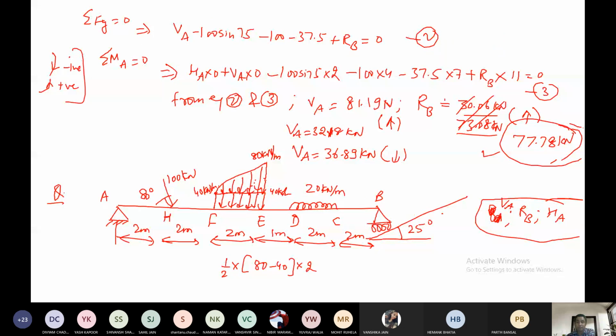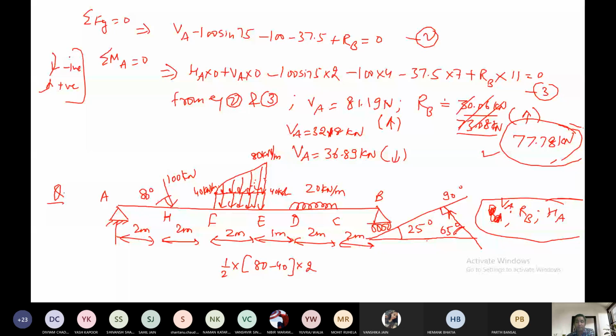You remember the concept I have told you earlier. Reaction will always act at 90 degrees to the surface. So this is 90, this is 25. How much is left? If it's a right angle triangle, 90 plus 25 is how much? 115. So how much is left? 65. Okay, 65 plus 25 is 90, 90 plus 90 is 180.